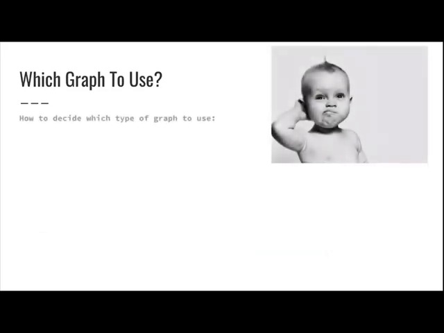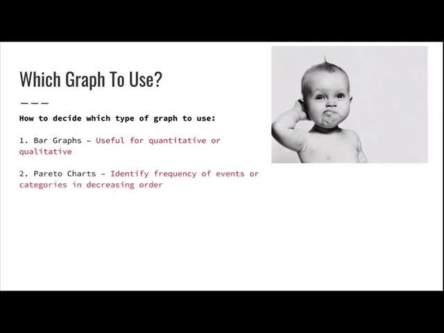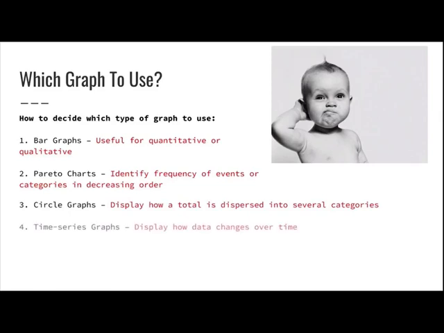So which graph to use? How are we going to decide which type of graph to use? Bar graphs are the most useful for qualitative or quantitative data. Pareto charts identify frequency of events or categories in decreasing order. Circle graphs will display how a total is dispersed into several categories. And time series graphs display how data changes over time.